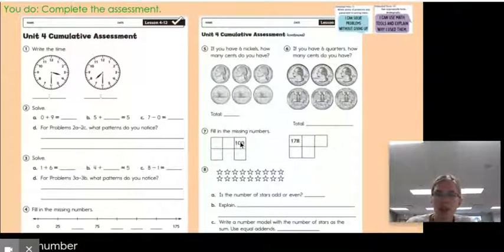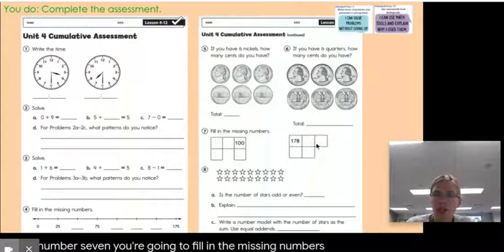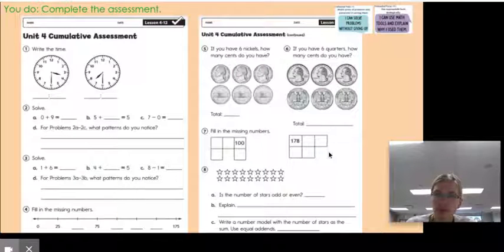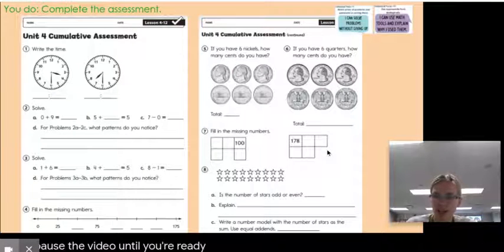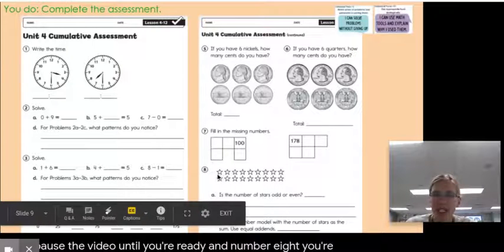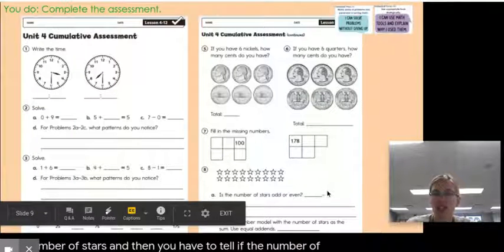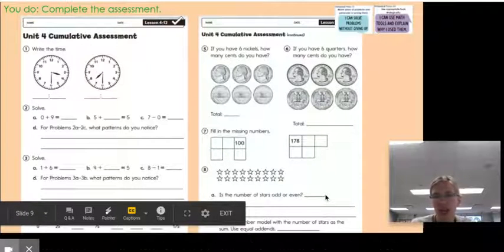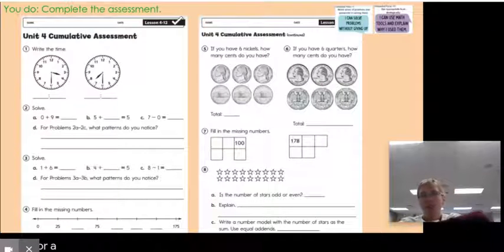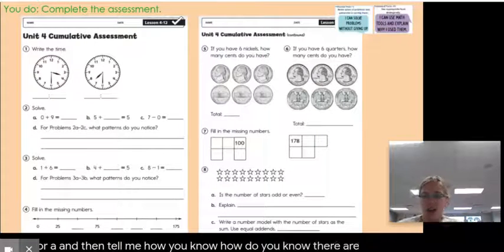Number 7, you're going to fill in the missing numbers on these number grids. Pause the video until you're ready. And number 8, you're going to count the number of stars, and then you have to tell if the number of stars is odd or even for A. And then tell me how you know. How do you know they're odd or how do you know they're even?